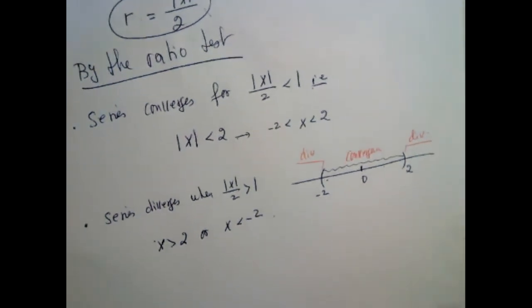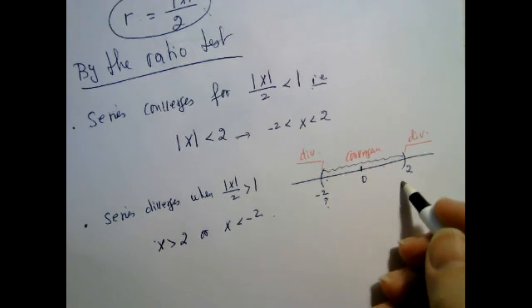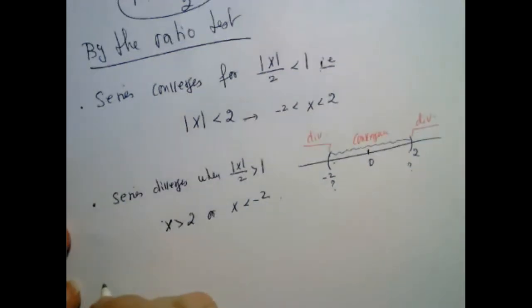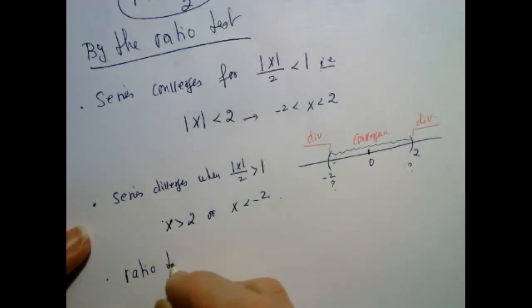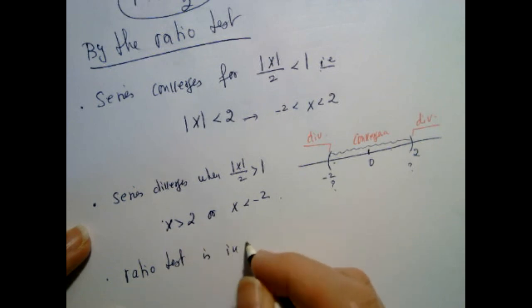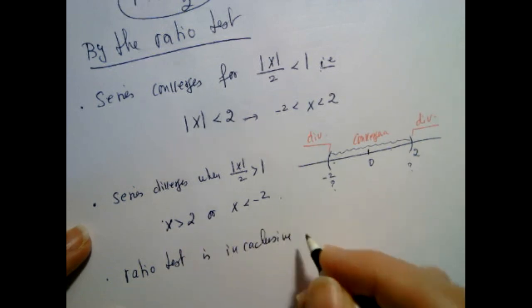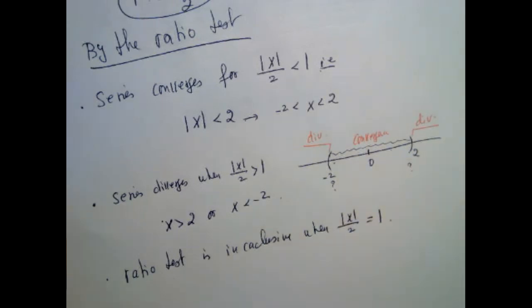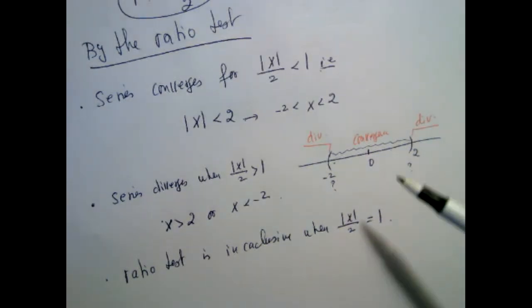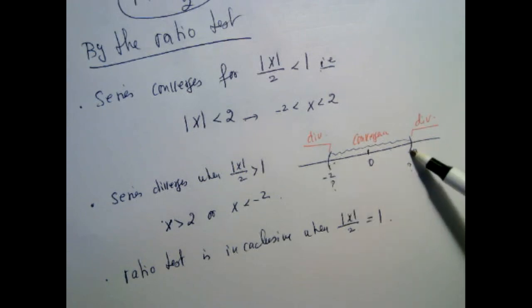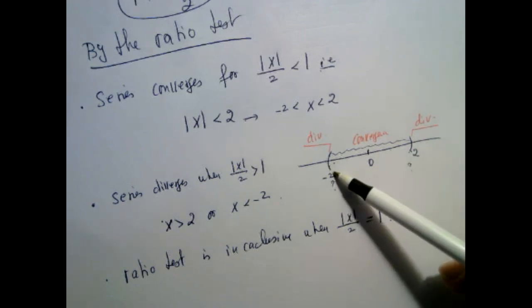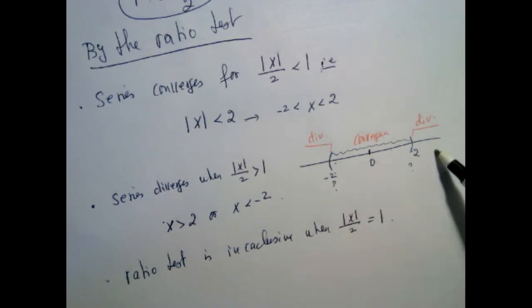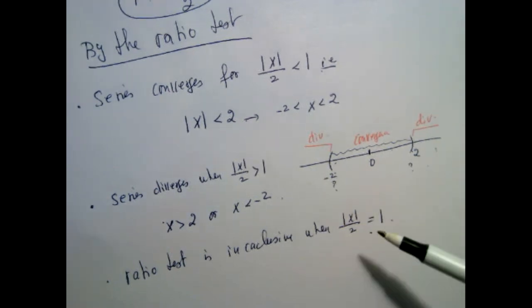Okay. Now, we still have the endpoints. The ratio test, if you remember, is inconclusive when the ratio is equal to 1. So the ratio test tells me as long as you are between -2 and 2, it converges, -2 not included, 2 not included. Outside this, it diverges. When this is equal to 1, the ratio test gives me no result.